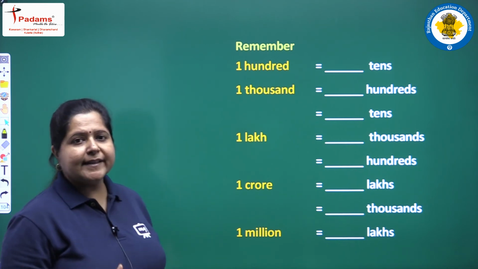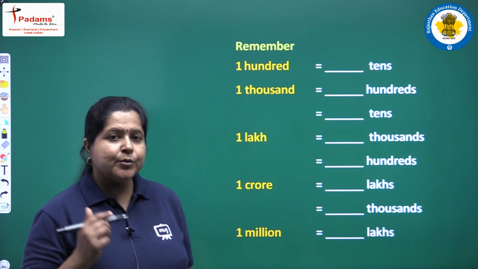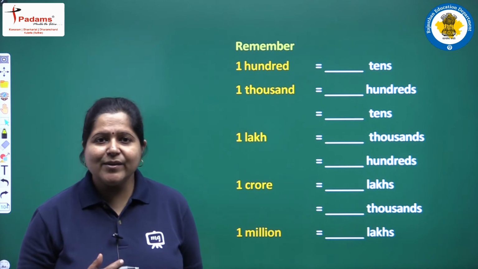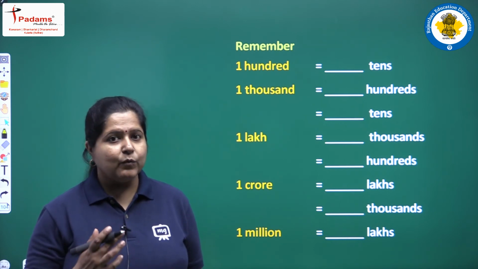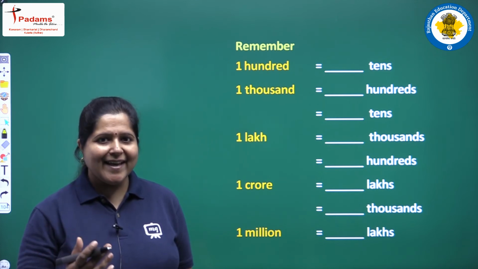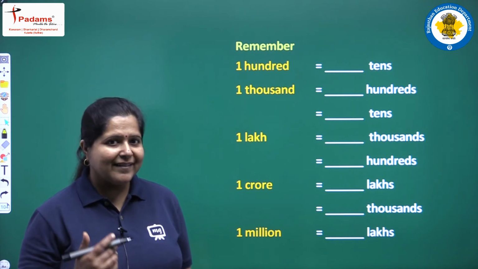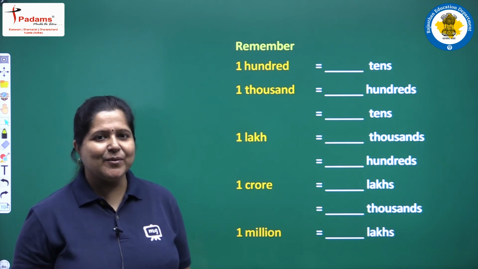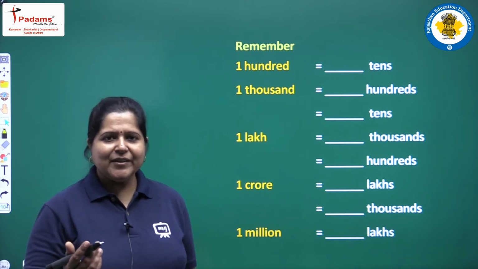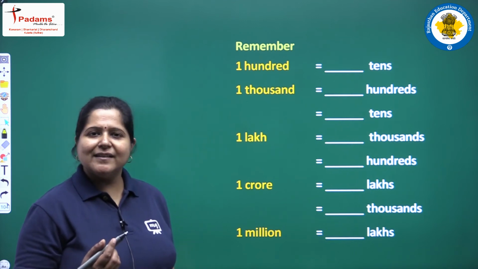But before we study this, let me ask you a few questions, and I expect you to give me the answers quickly. Let me know how many zeros are there in a lakh, in 1 lakh. Yes, come out with the answer. Yes, 5 zeros. And how many zeros in 1 crore? Again write 7 zeros. In a million? 6 zeros. Very good. And you all know that there are 2 zeros in 100, 3 zeros in 1,000.